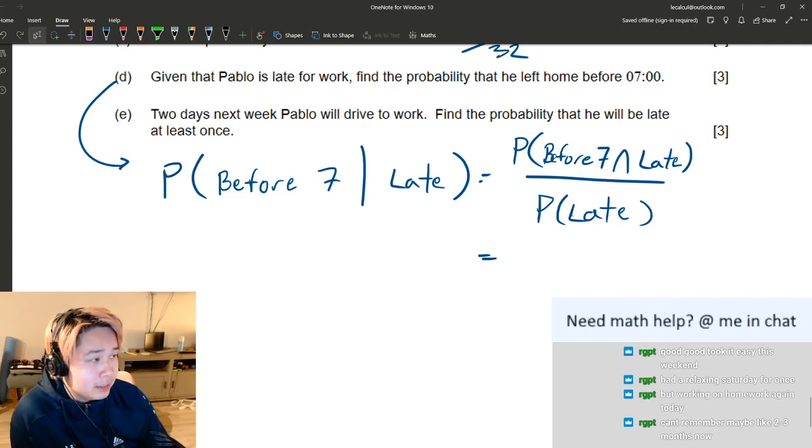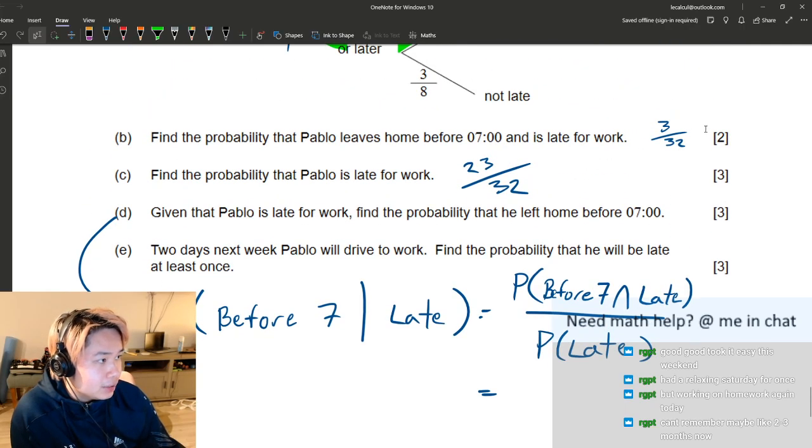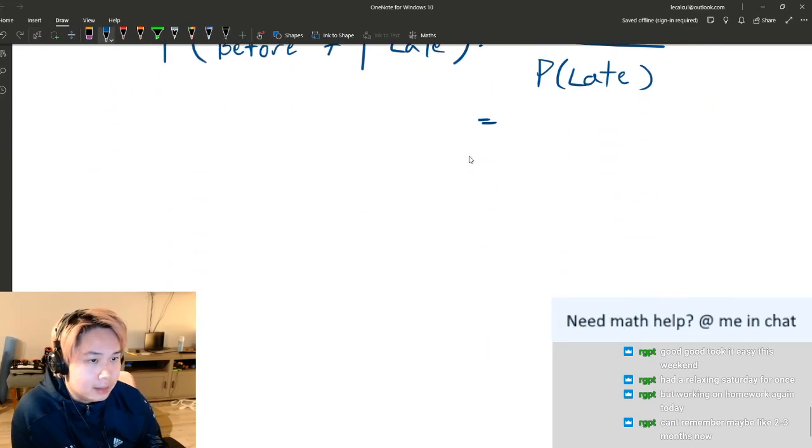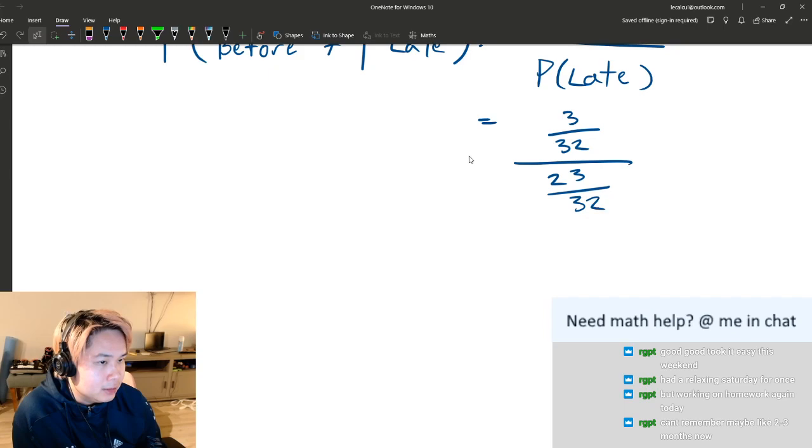divide by the probability of him being late overall. And those are what we found out in both part B and part C. So this is leaving before 7 and being late, and then this is just being late. In other words, this is 3 over 32 over 23 over 32, which essentially simplifies to 3 over 23.